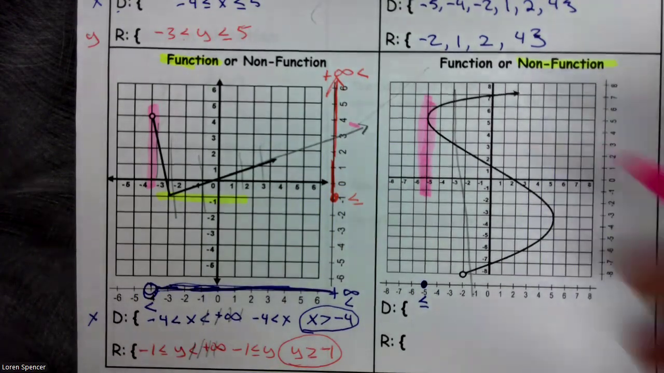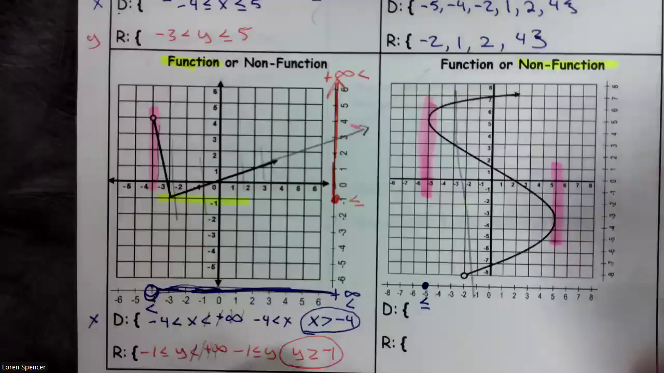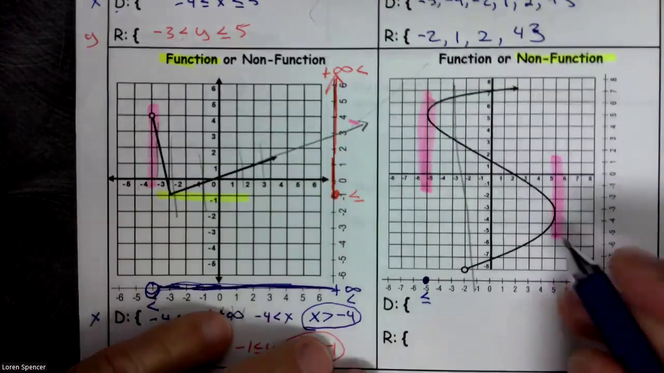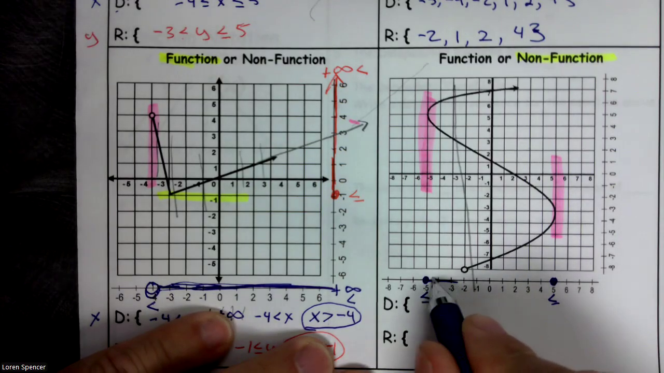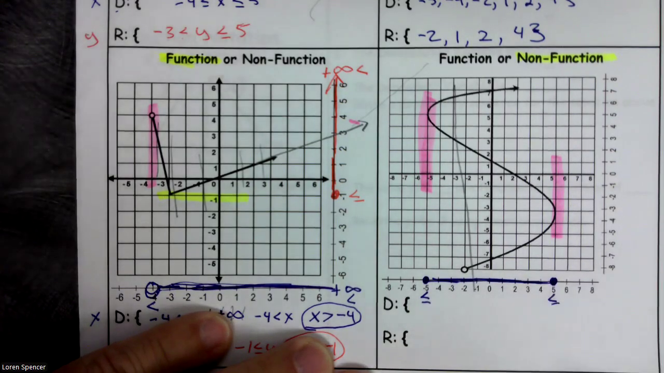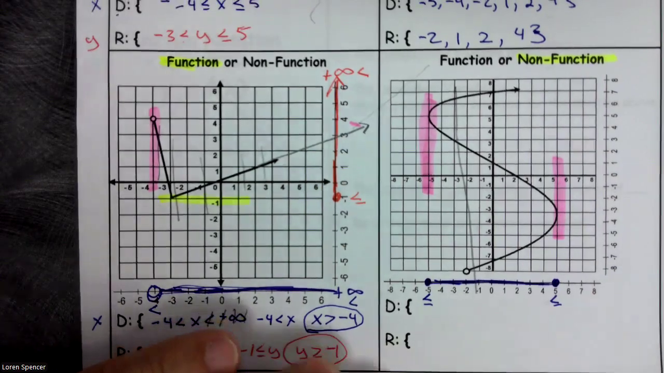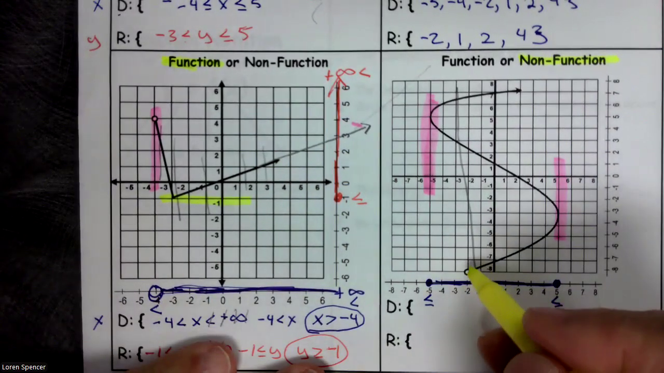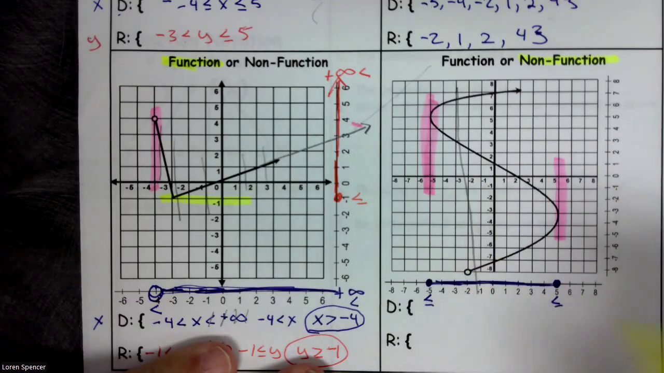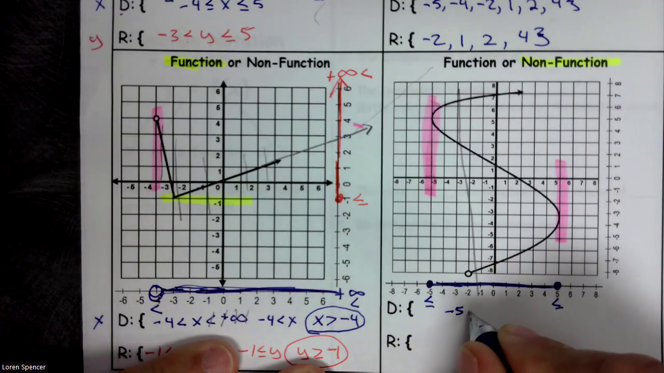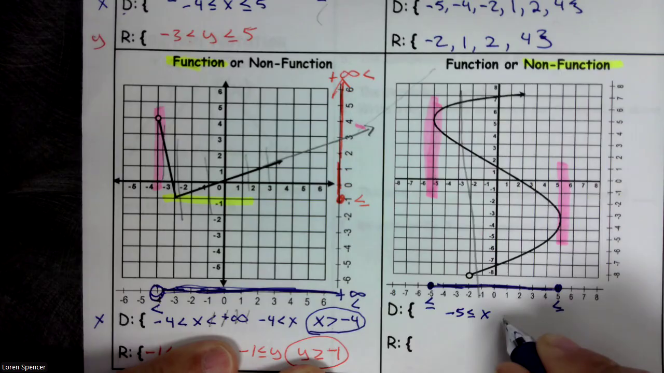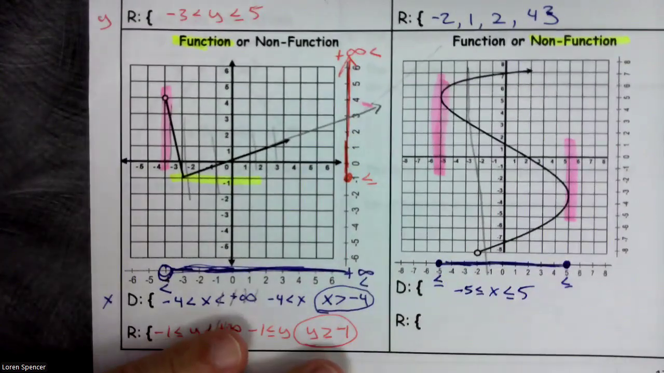And then we're going to go furthest to the right, which is at +5, which is less than or equal to. And we connect. All right, moving on. The range. Oh, excuse me. So I need to write that down. So we have -5 less than or equal to x because it's domain, less than or equal to 5. All right, the range.